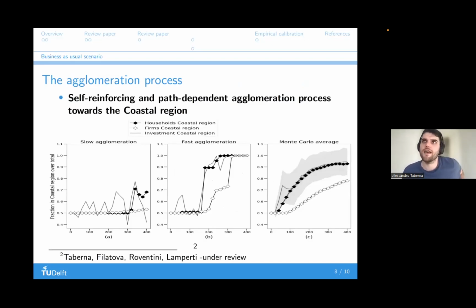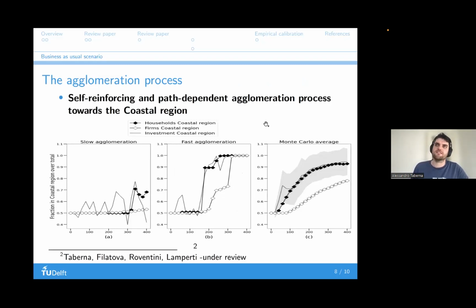So in a first phase, we muted the climate shocks and tried to see if our model is indeed able to reproduce this agglomeration process in coastal areas. And indeed, it eventually did.